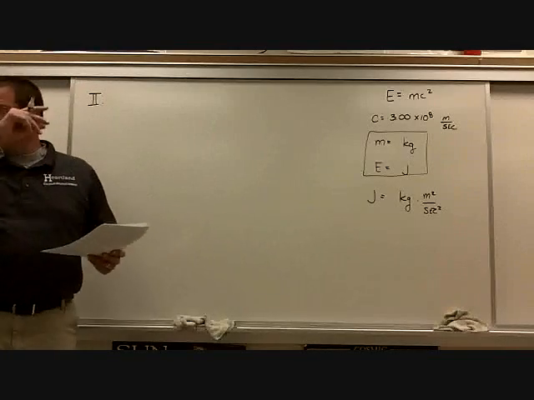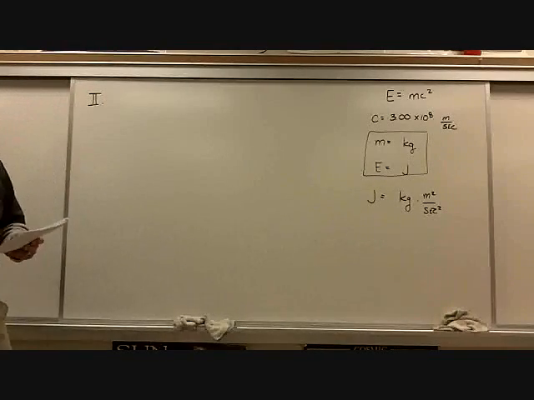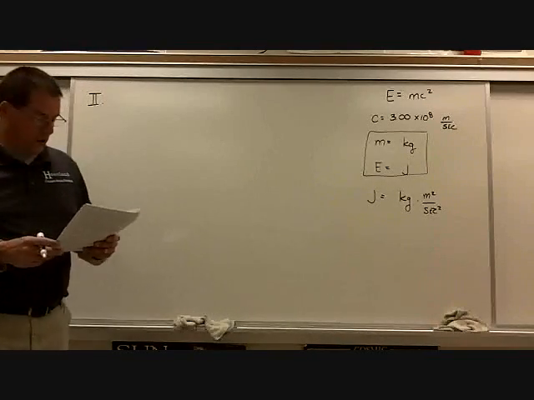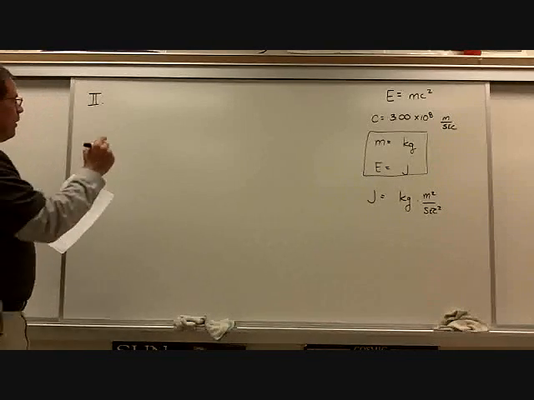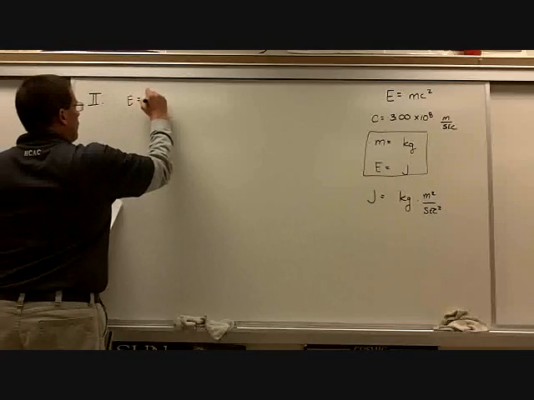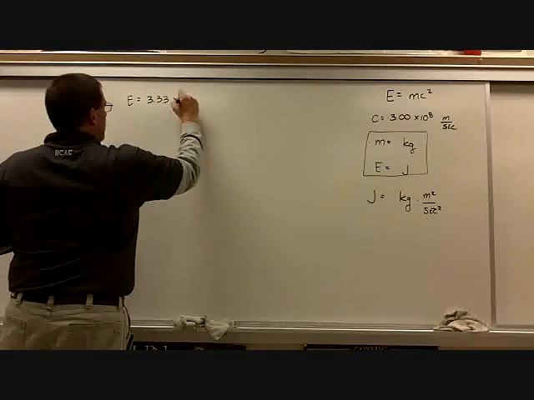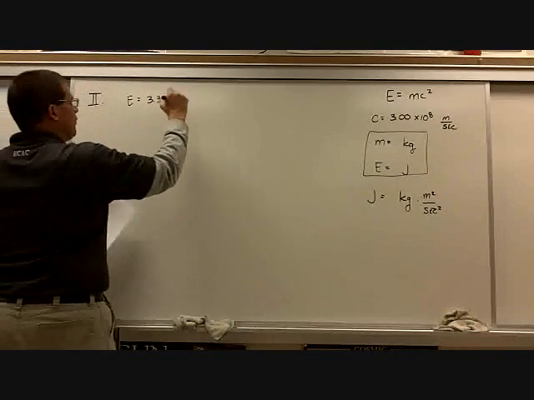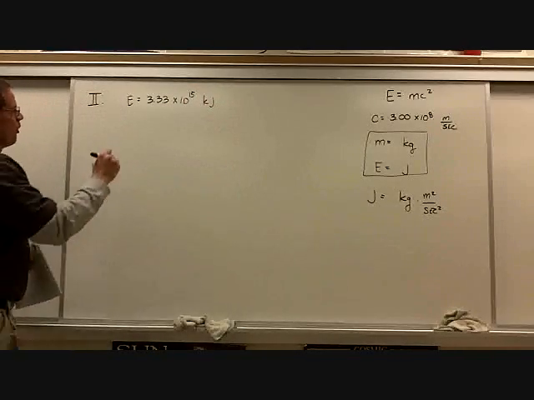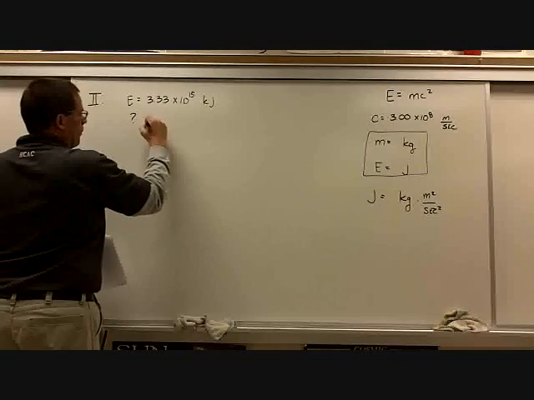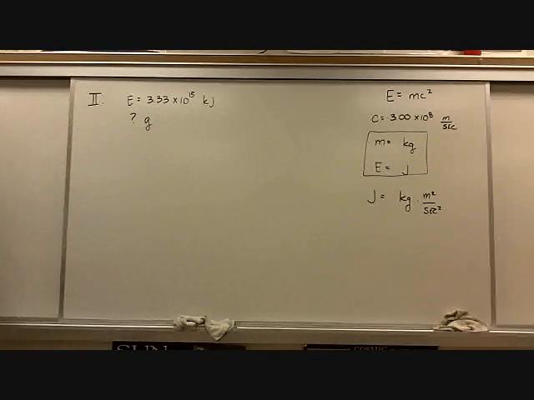Number 2. So it's essentially working the other way now. Let's calculate the mass in grams, so we get to go to grams on this one, of the nuclei that was lost when our energy is equal to 3.33 times 10 to the 15 kilojoules. The question wants to know how many grams.